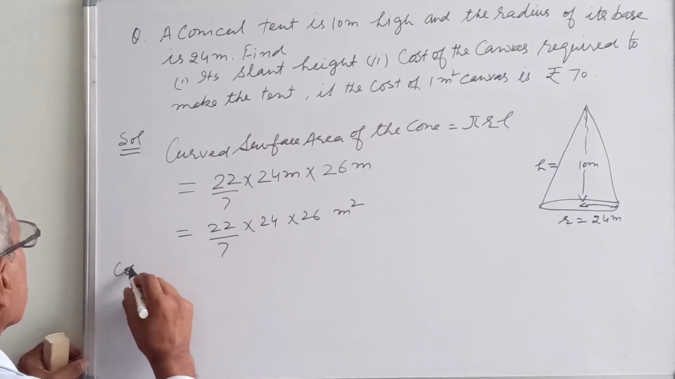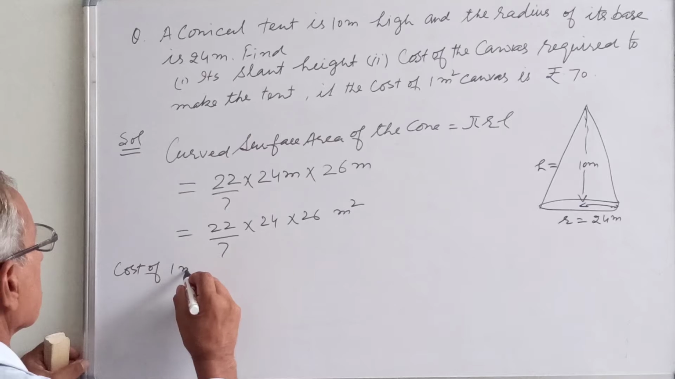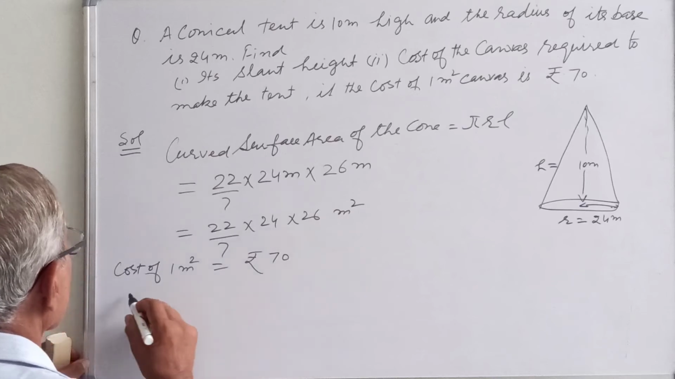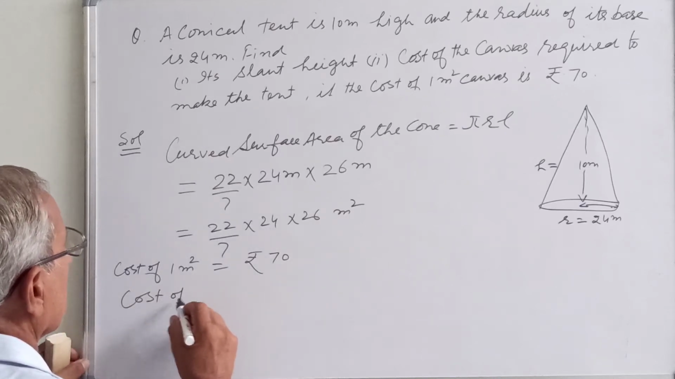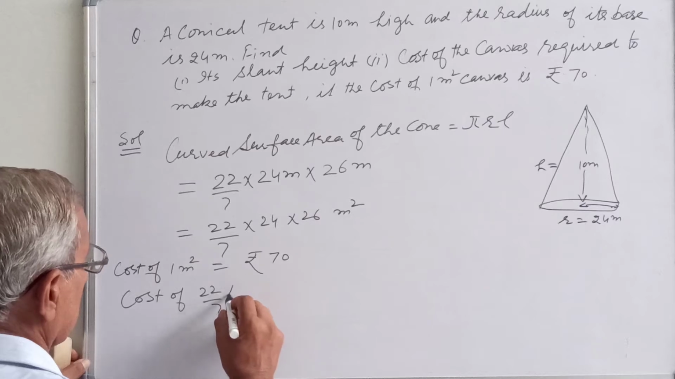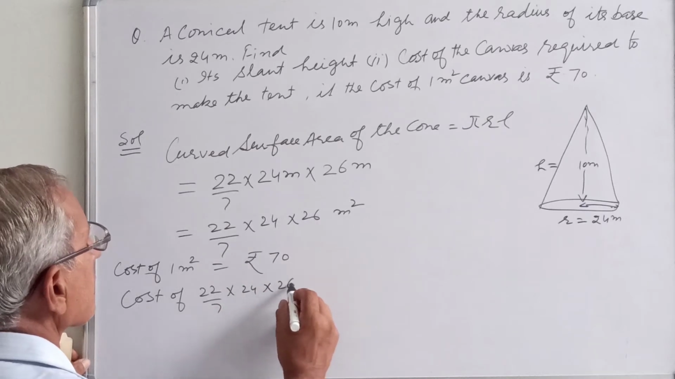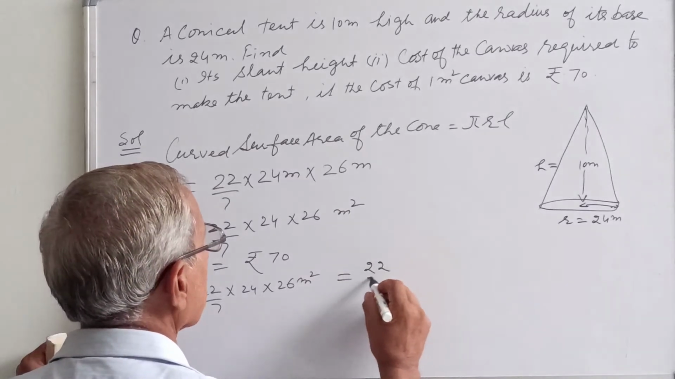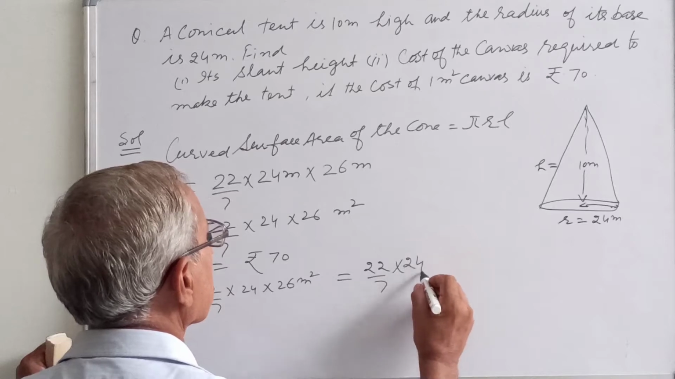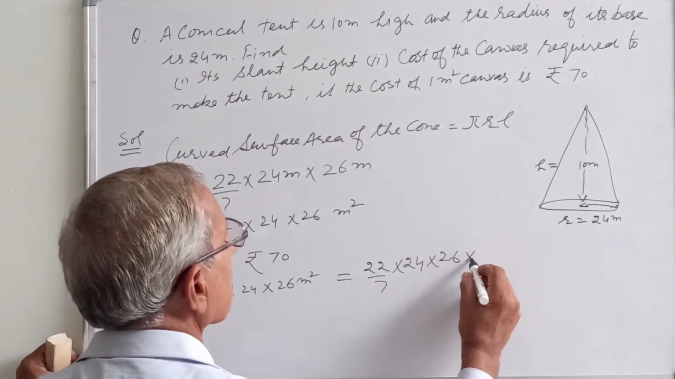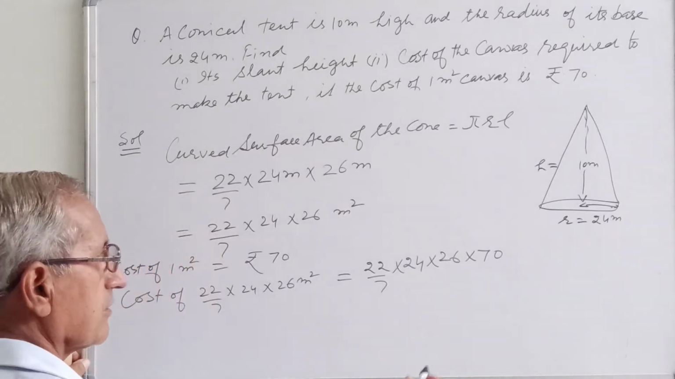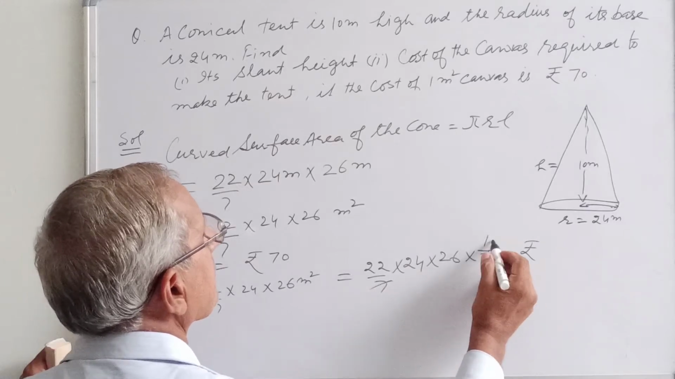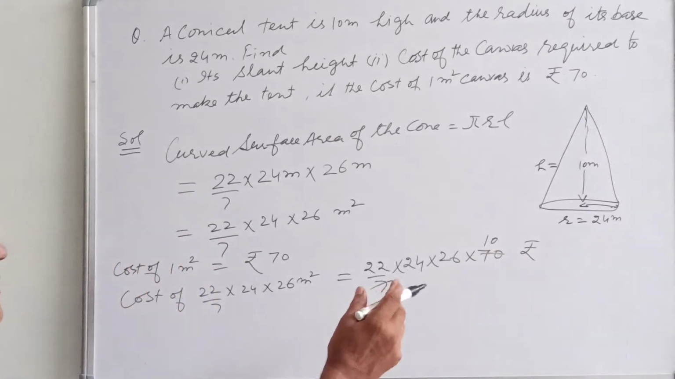So cost of 1 meter square is equal to rupees 70. The cost of 22 upon 7 into 24 into 26 meter square will be 22 upon 7 multiply by 24 multiply by 26 and multiply by 70. So this will be in rupees. So multiply all these.